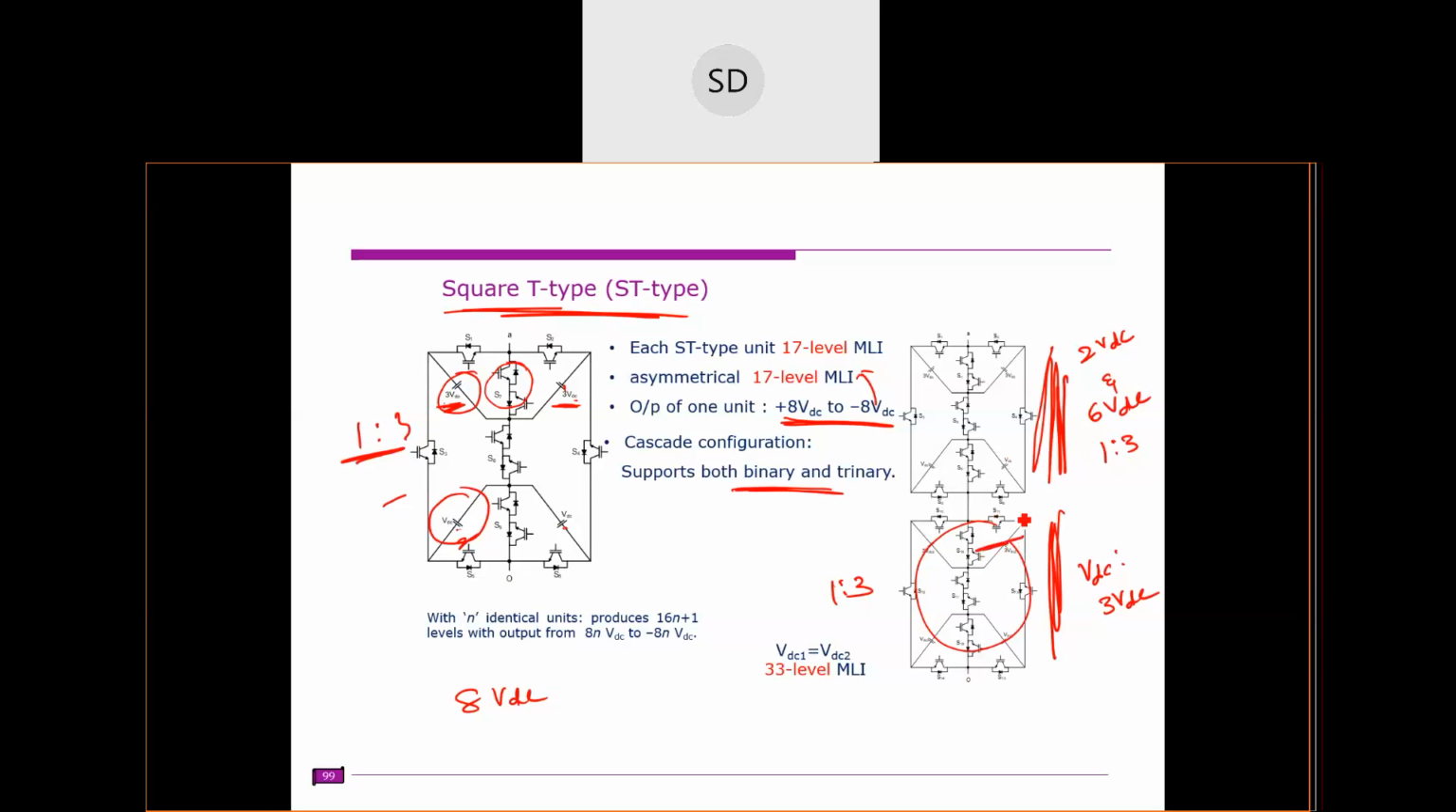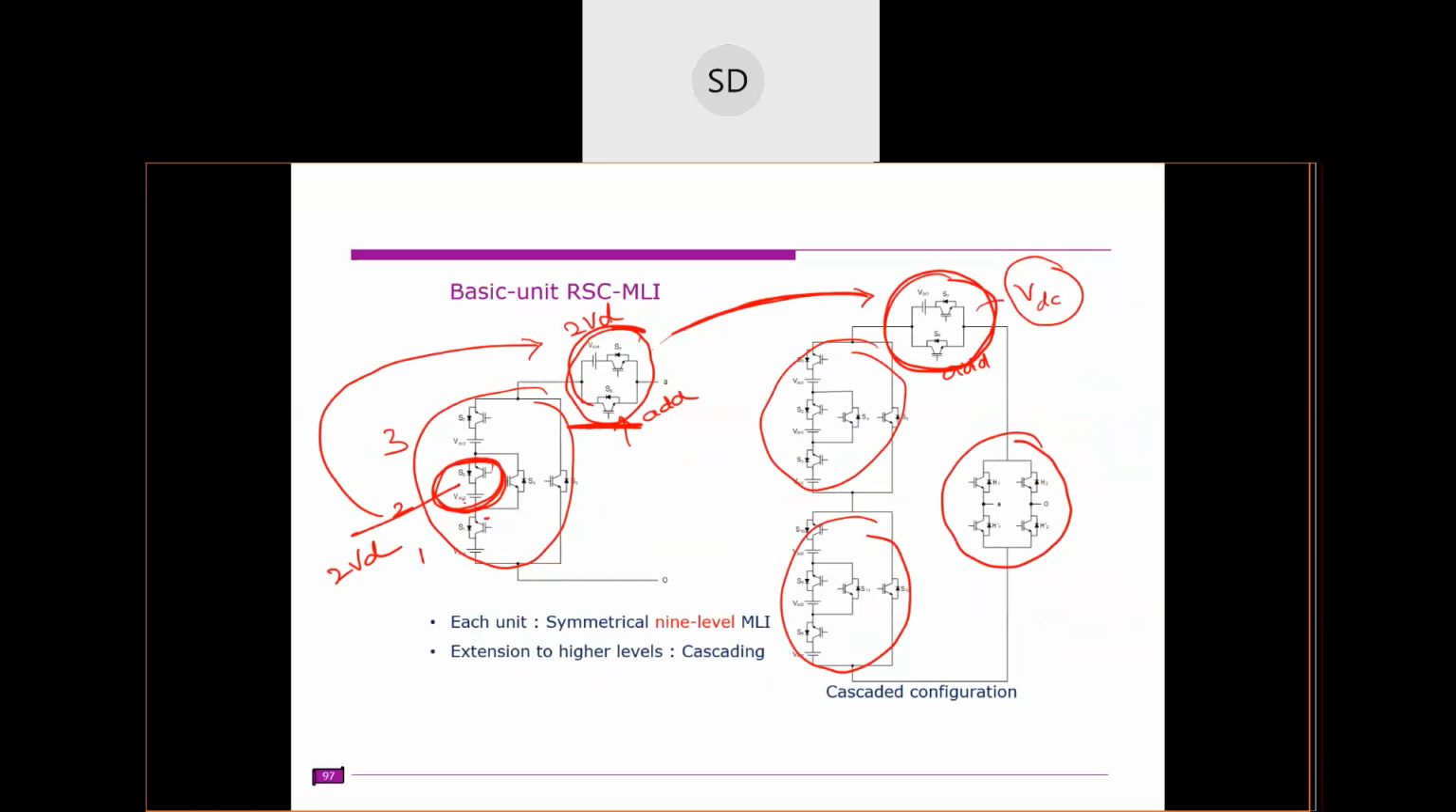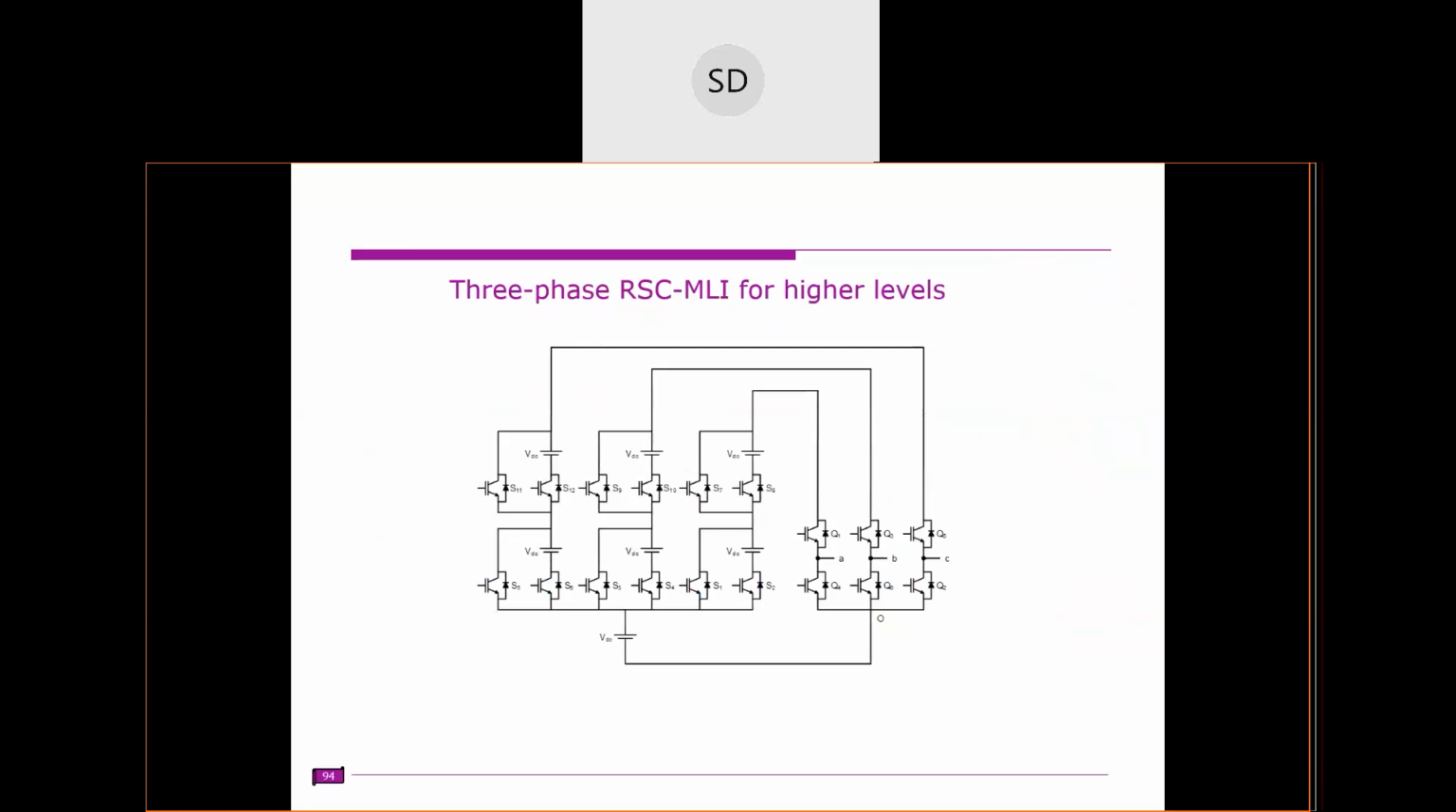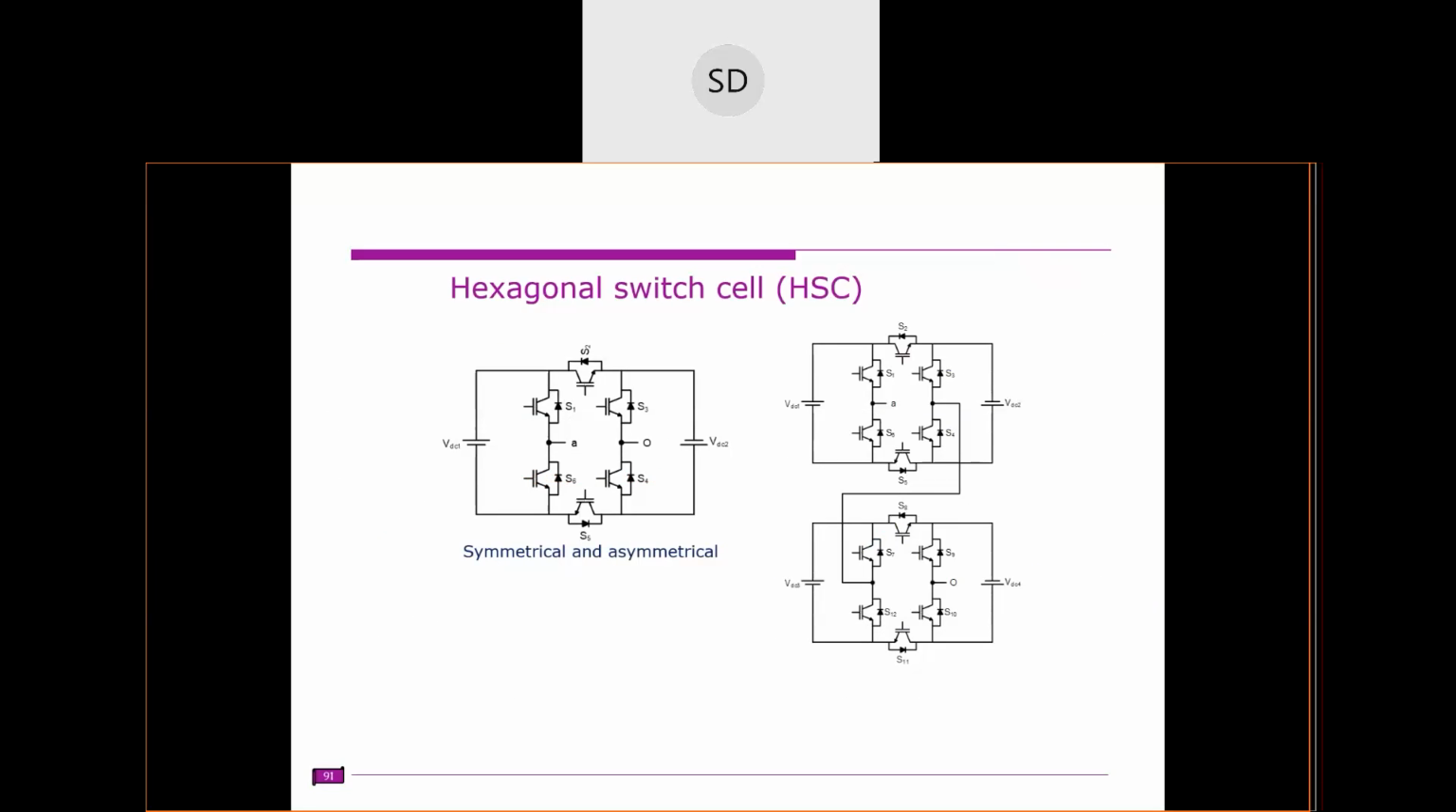Assume this is unit 1 and this is unit 2. But we have asymmetry. This is a 1:3 ratio, and this is a 1:3 ratio. Here also it is a 1:3 ratio, but this voltage ratio is the binary voltage ratio, or 1:2 voltage ratio. That means it will support both binary and trinary. We can also have 3 VDC and 9 VDC; it can also work with 3 VDC and 9 VDC in the other unit. So this is about the square T type.